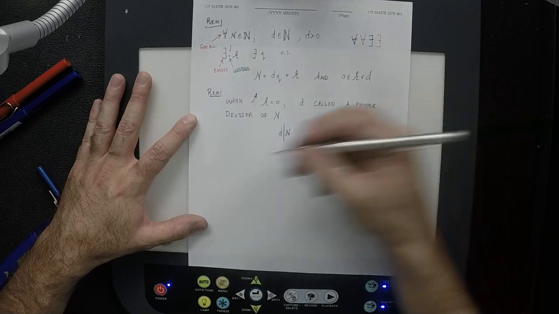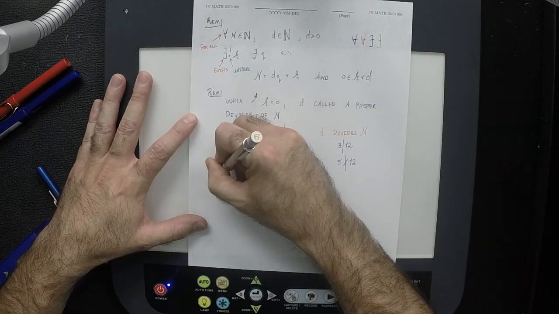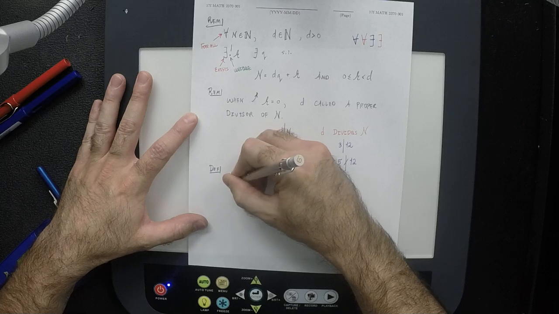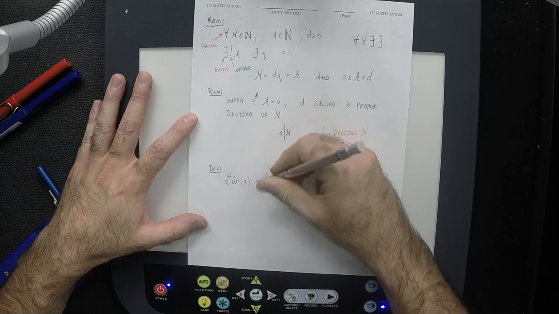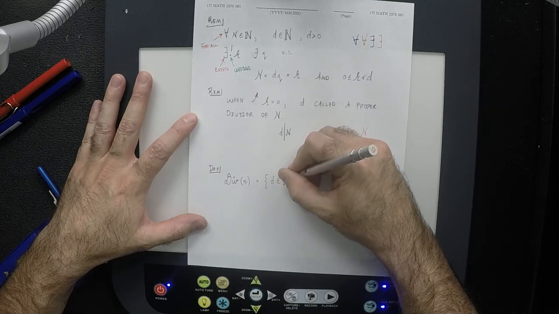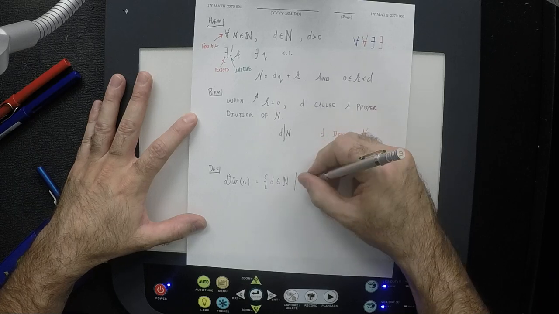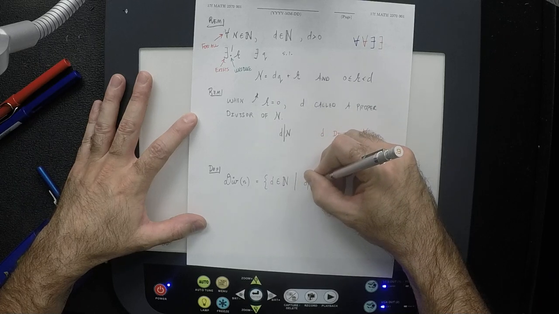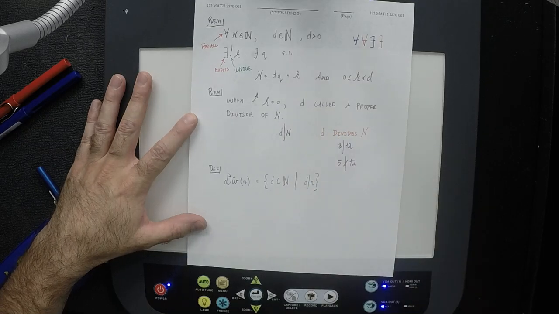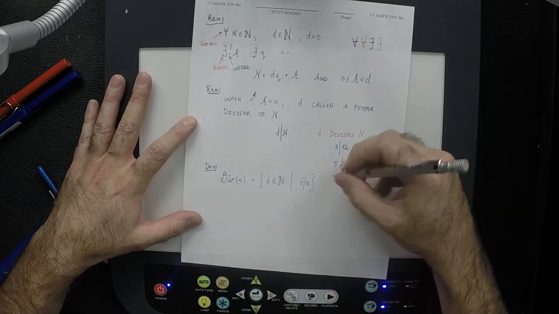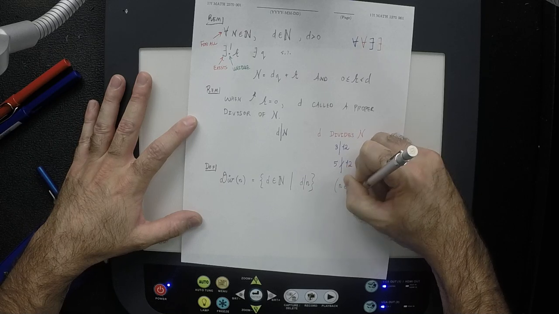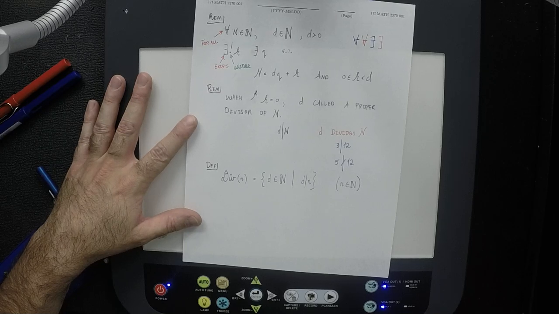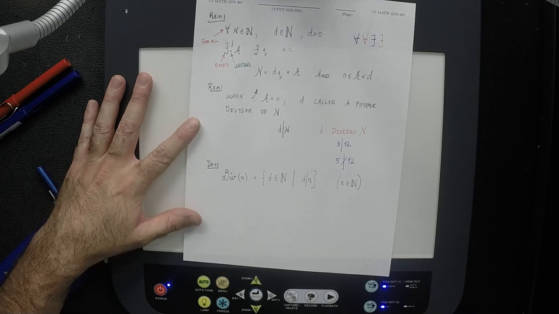Okay, so definition. The divisors of n is the set of all d in the naturals such that d divides little n. Of course, little n has to be itself a natural. Okay, so let's have an example of this.